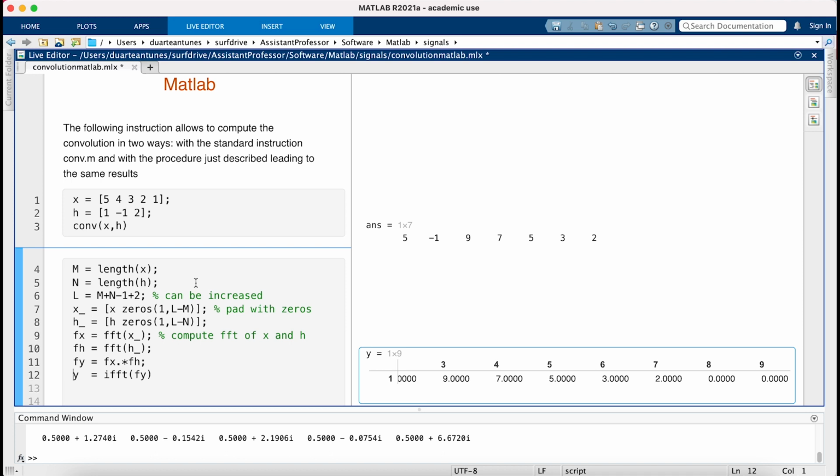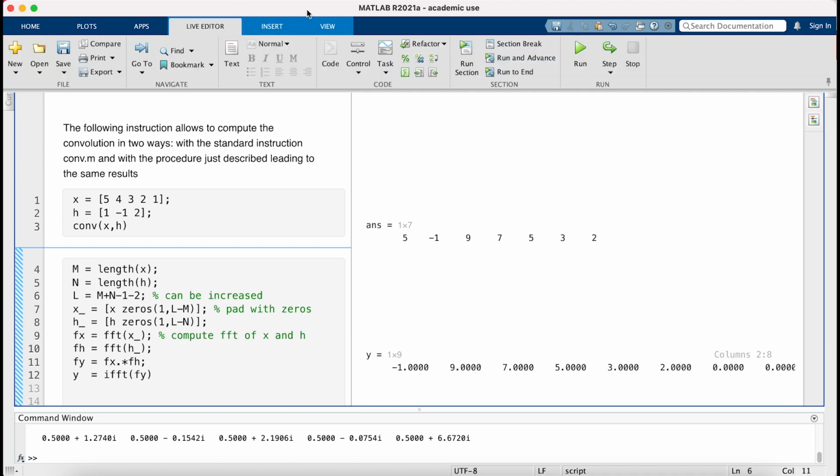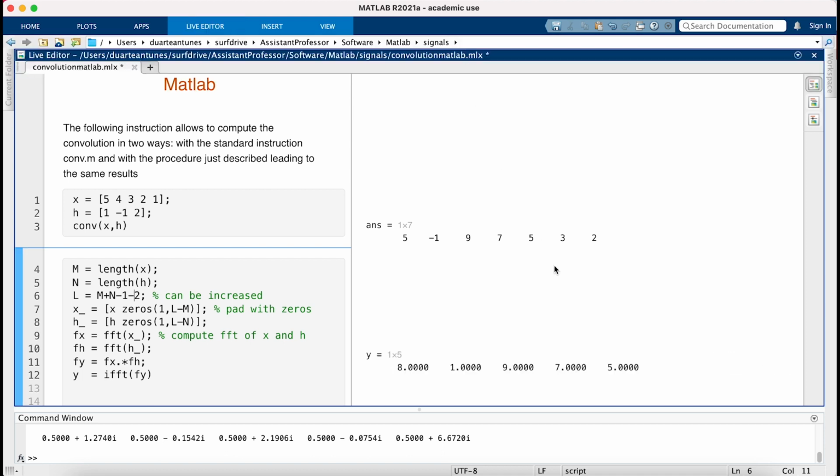What happens if we do it with less? In this case, since we go below the minimum number, we get something different. So this confirms that the minimum number of samples that we need is capital L. We cannot go below that.